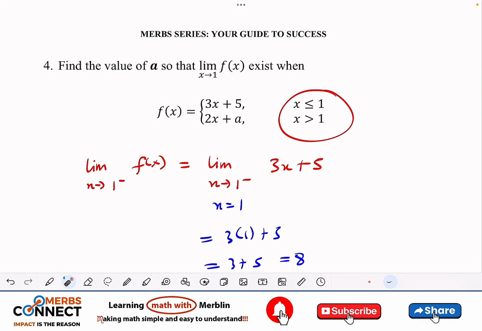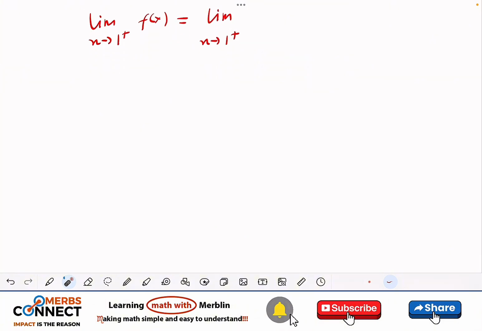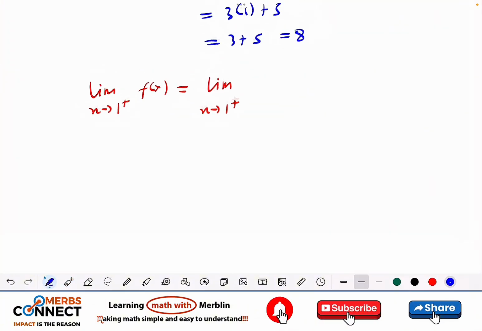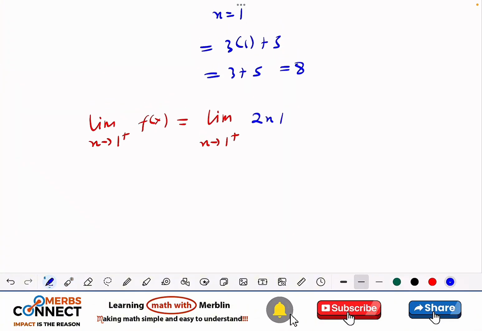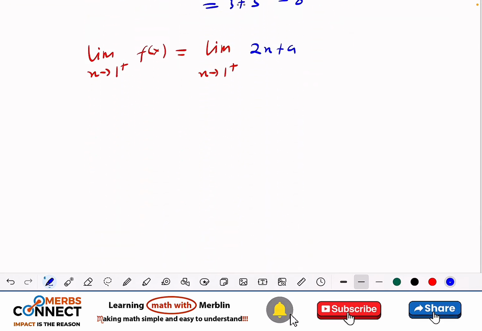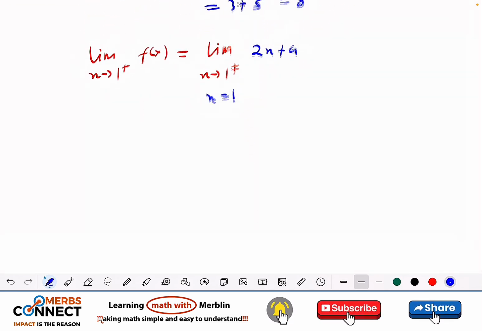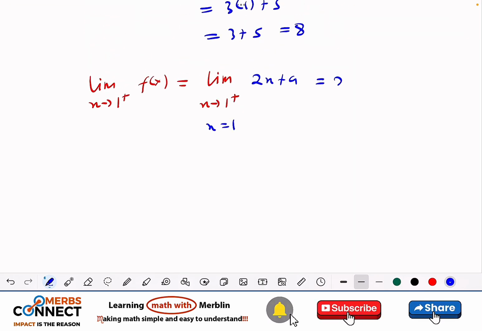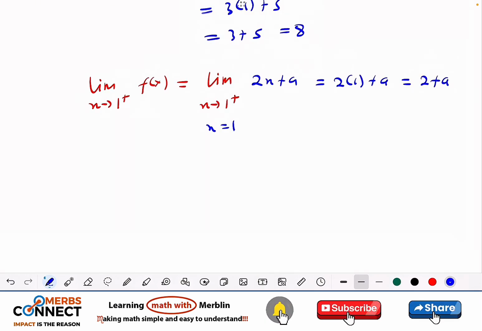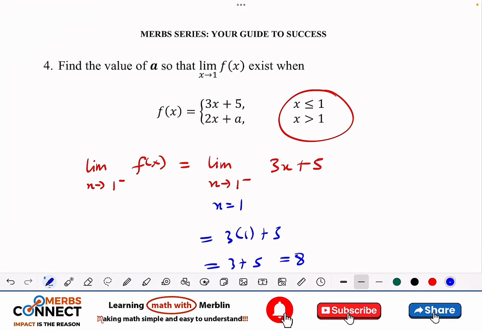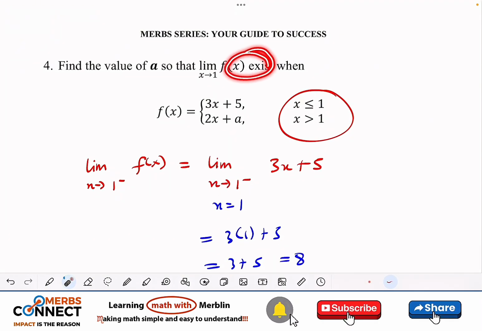What function do we need to use? x should be greater than 1. I'm using this, 2x plus a. Good. Let's set x equal to 1 and solve. So this is going to be 2 times 1 plus a, and this is 2 plus a. Now we are saying that the limit of the function exists.